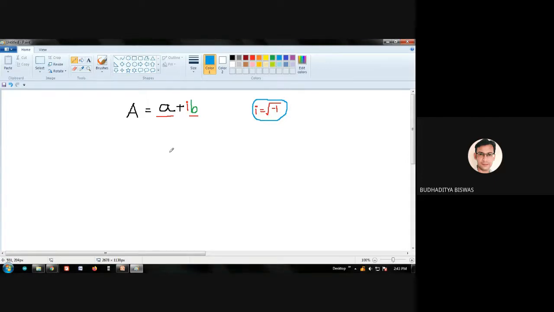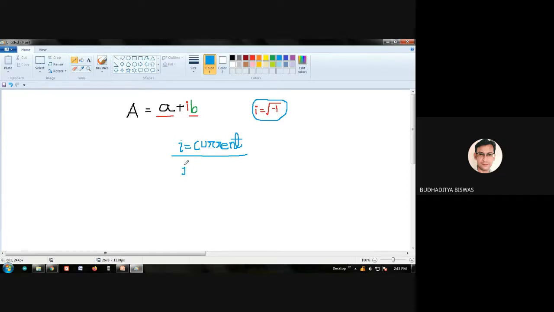In electrical engineering, how do we define current? By which notation? I. Very good. So in electrical engineering, as this particular notation i is already reserved for the current, I equal to current here. As in electrical engineering i is reserved for the current, that's why the same thing we use as the j operator.